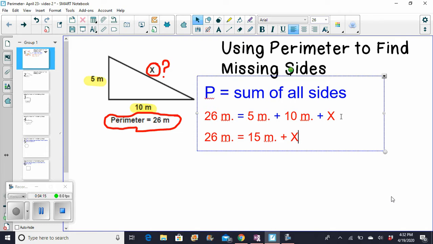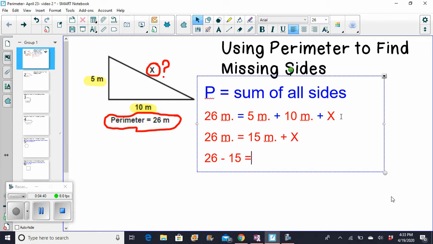How do we find X? Well, if you use your knowledge of inverse operations, you know that the opposite of addition is subtraction. So if I have a missing addend in an addition number sentence, I'm going to use subtraction to find it. 15 plus what equals 26? Well, I can just say instead 26 minus 15 equals X.